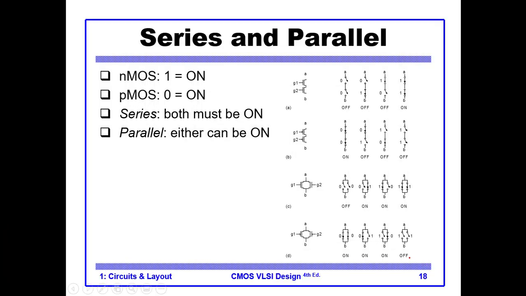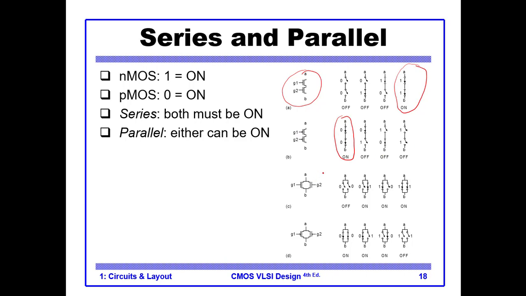Okay, so series and parallel. We have already discussed for a series, if we have 2 transistors, for example this one, if you want them to conduct, both of them should be on. So this should be on and this should be on. If any of them is off, the output is off. So this is for NMOS. For PMOS, both the gates should be 0, then it will be on, otherwise it is off.